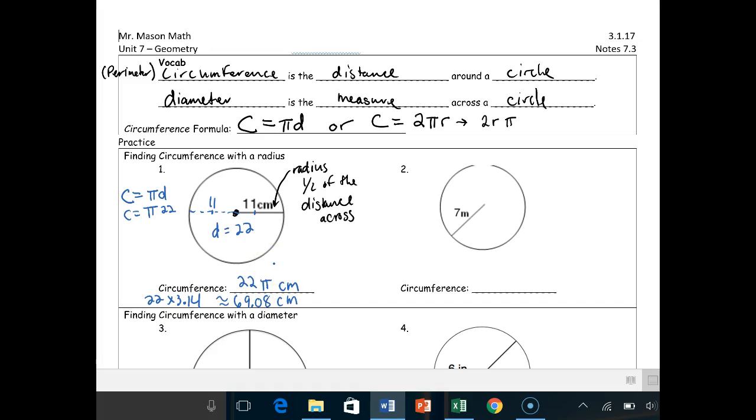Now, if I were to go ahead and do it with the radius formula, watch, I'll get the same thing. So C is equal to 2 pi r. C is equal to 2 times pi times the radius, and what is 2 times 11? The radius is 11, not 22. It's 22 pi. So either way, with either formula, you get the same thing.